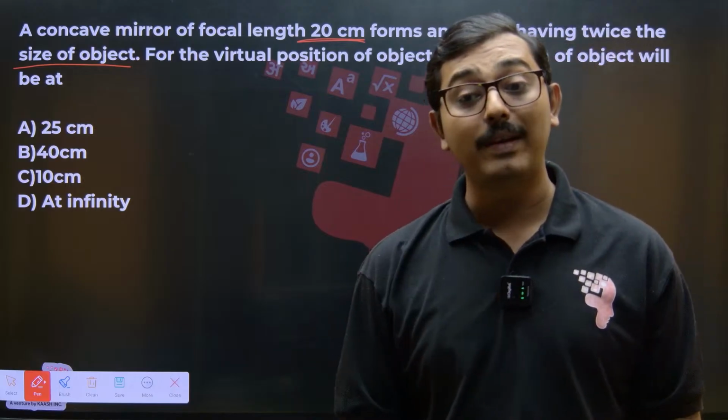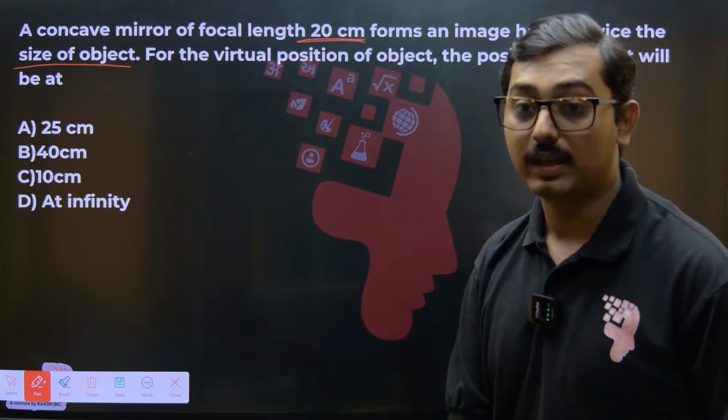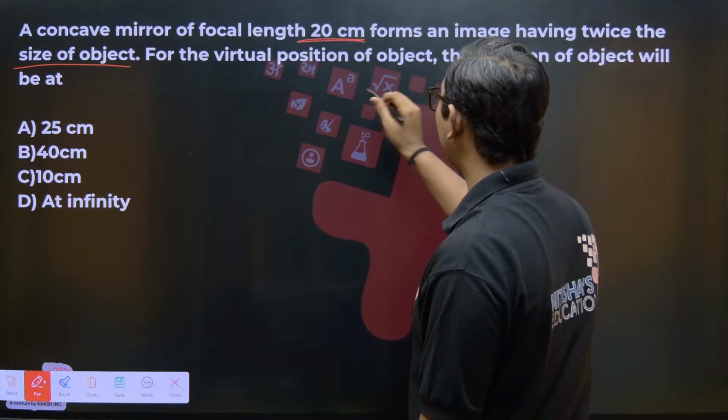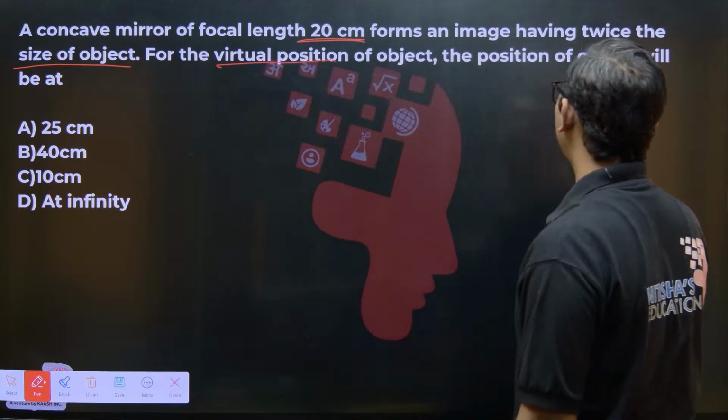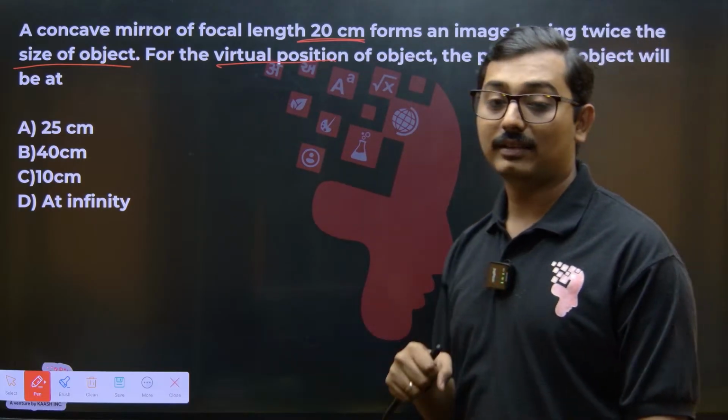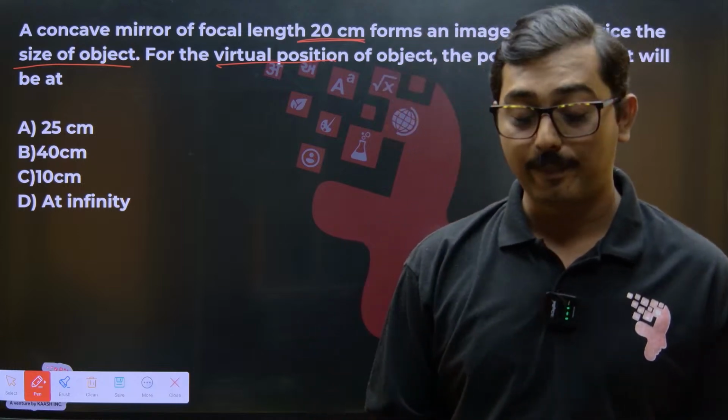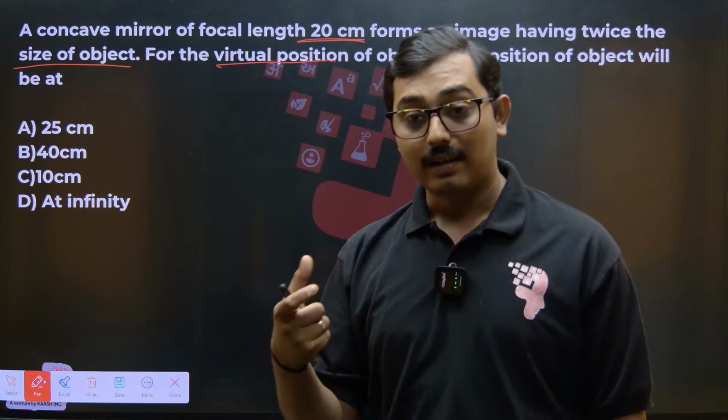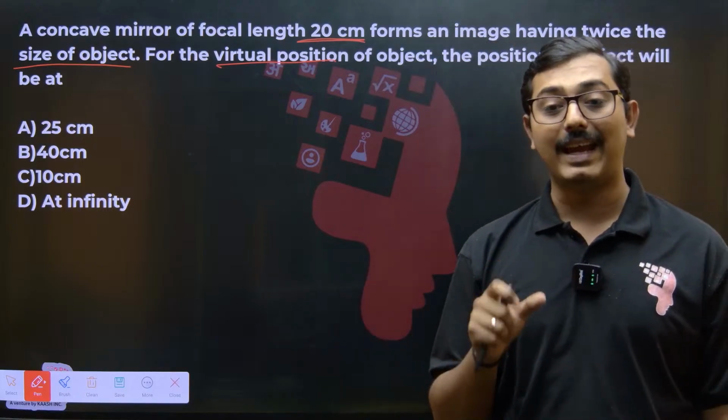The image formed is a virtual image. The position of the object will be at... what could be the possibility of having our object placed at B?